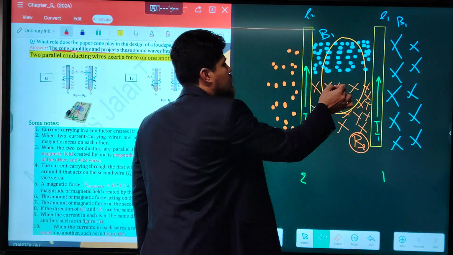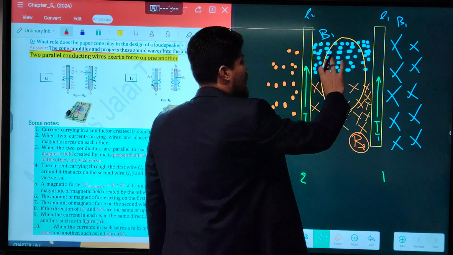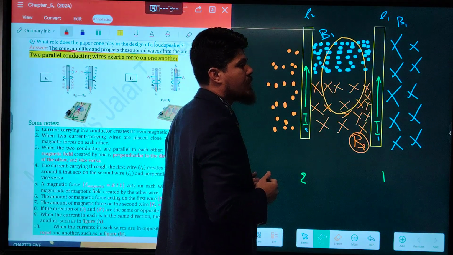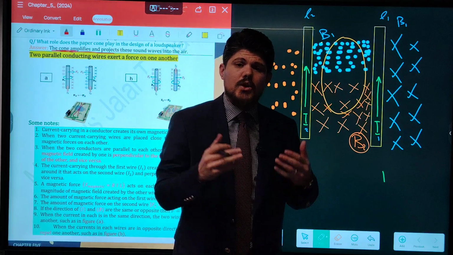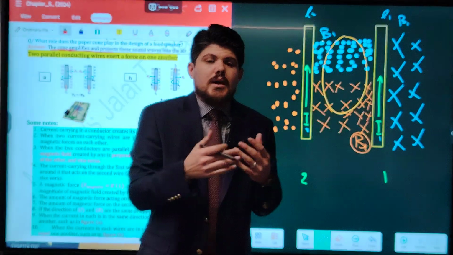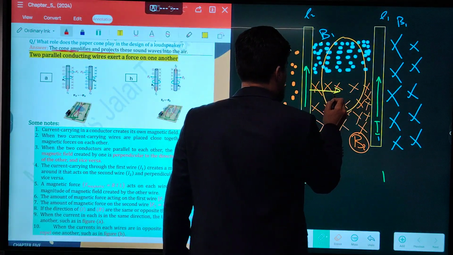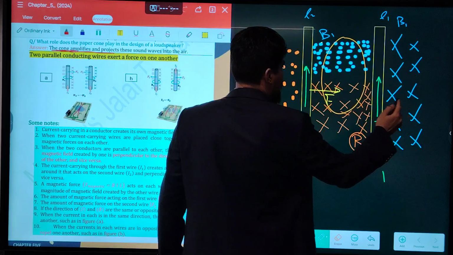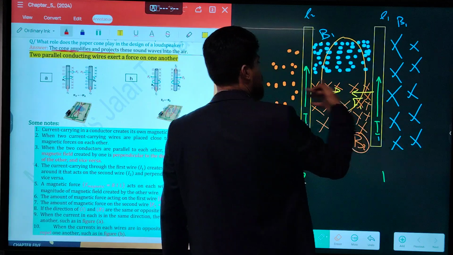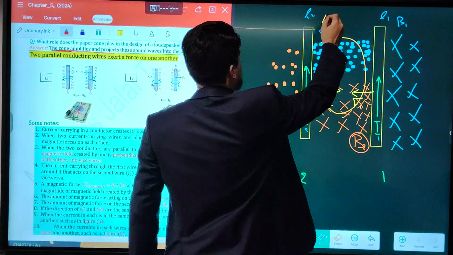Okay, because how many fields do we have? Two fields, B1 and B2. Sorry, because we have two different fields, that is why the force between these two wires becomes what? Attraction force. Like north and south, attract or repel? Attract. But how about north and north? Of course, they repel each other. Here, force F2 is directed to the right, but F1 is directed to the left. So the force between them becomes what? Attraction force.